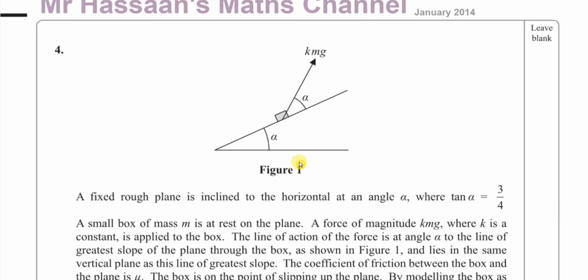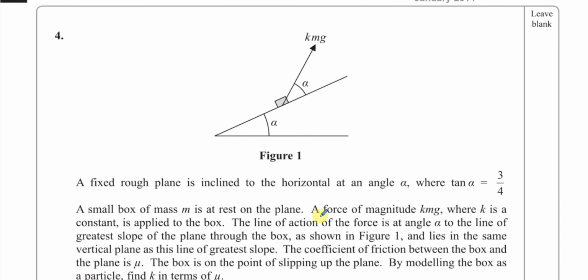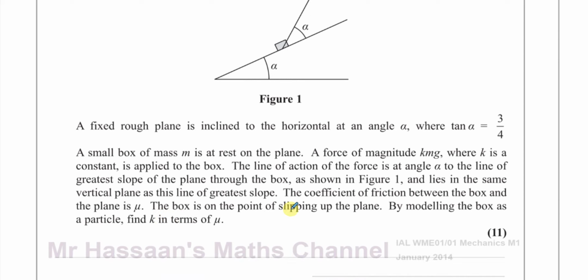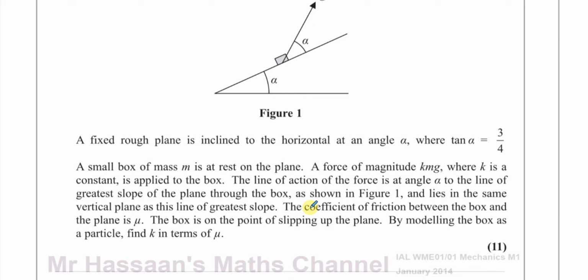Then it says the coefficient of friction between the box and the plane is mu. The box is on the point of slipping up the plane, and by modeling the box as a particle, find k in terms of mu.